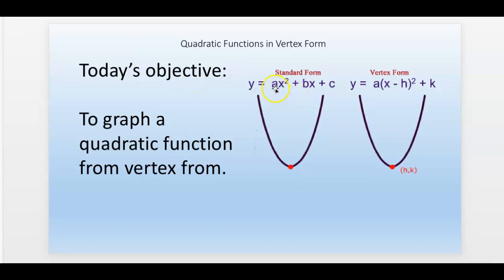Alright, we know standard form: ax squared plus bx plus c. That's standard form of a quadratic. Vertex form looks like this right here. Today we're going to introduce the h and the k, and you might remember them from absolute value.